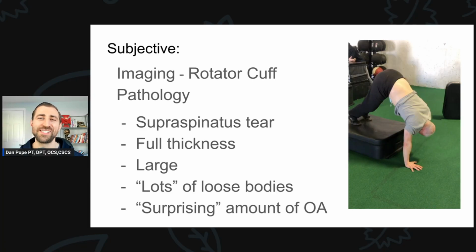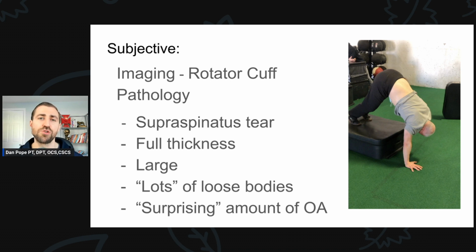So, he went to see the surgeon and they ordered some imaging, an MRI. And what they found, like I said, was a rotator cuff tear, a tear of the supraspinatus tendon. It was a full thickness rotator cuff tear, a large tear, and there were a lot of loose bodies. Afterwards, the surgeon remarked to me that there was a surprising amount of osteoarthritis. I think there were 15 loose bodies within the shoulder joint.